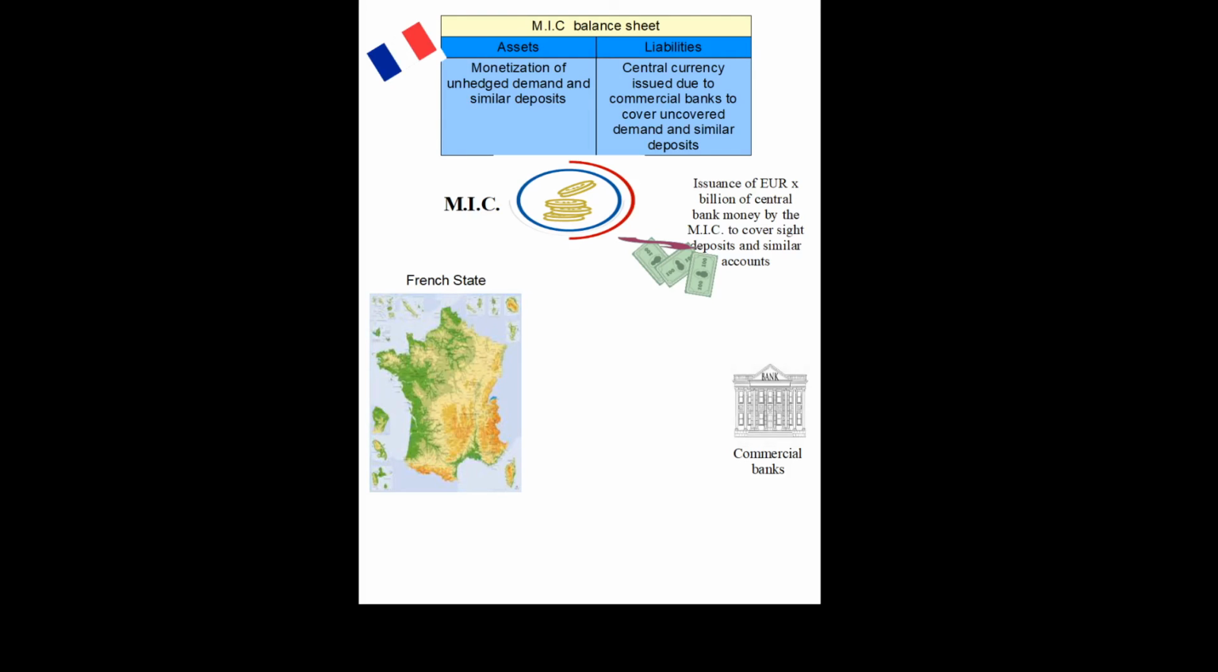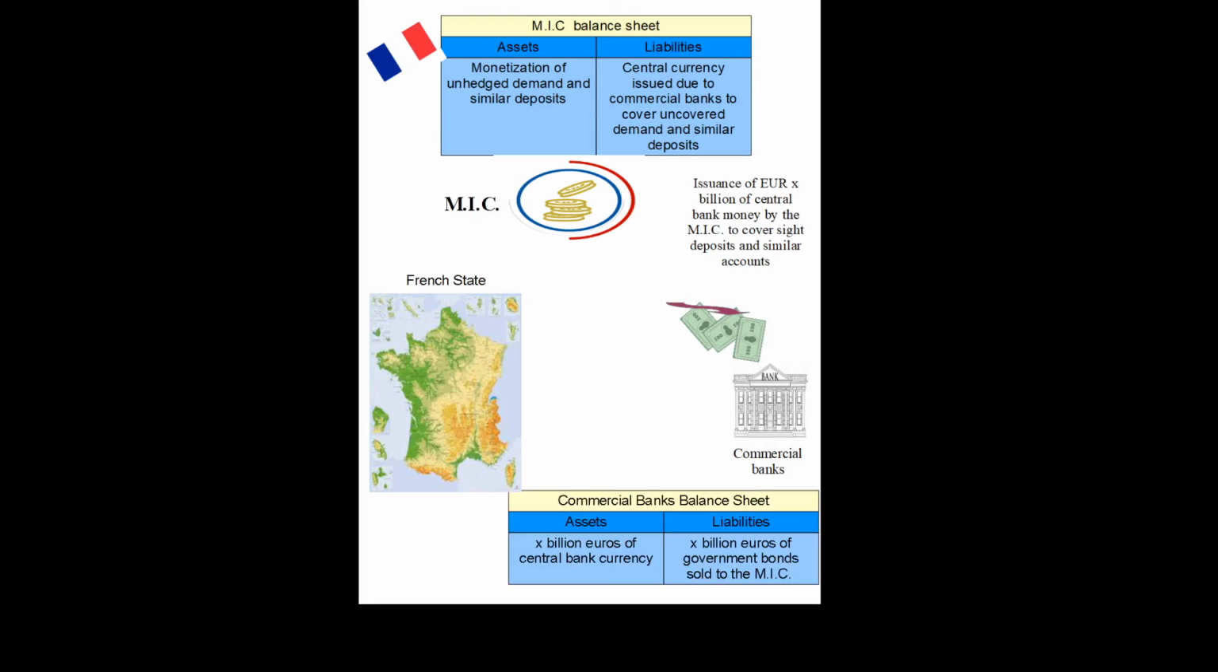The balance sheet of the commercial banks remains unchanged compared to that in the European framework. On the asset side of the bank's balance sheets, there are still the X billion euros of central bank currency of the MIC, and on the liability side, the X billion euros of government bonds transferred to the MIC. This is only a transit. These X billion euros of bonds go to the French government to neutralize its public debt. How can commercial banks be convinced of the usefulness of switching to 100% money?